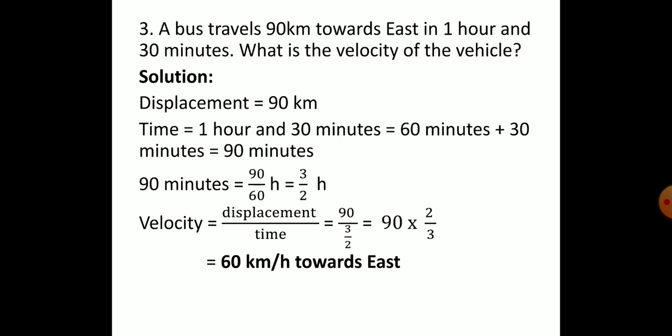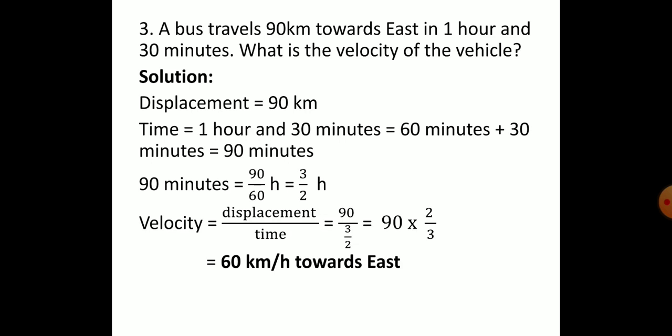Now I cannot use minutes as a standard unit for time. It should be either hours or seconds. I cannot have minutes. So now I'm going to convert the minutes to hours. So 90 minutes, I'm going to convert to hours. That is, I'm going to divide 90 by 60. That is my 3 by 2 hours.